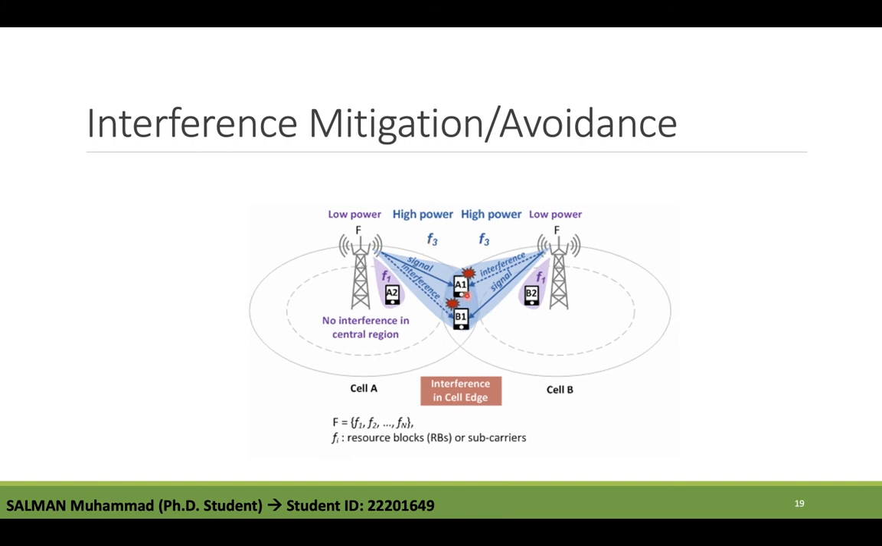As seen in this figure, if the two UEs are located at the center, for example A2 and B2, here no interference is caused. They use low power to communicate with the base stations. However, if they are at the edge like A1 and B1, their signaling can cause interference for each other because they use high power to communicate.